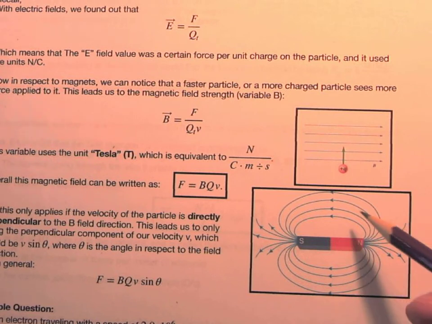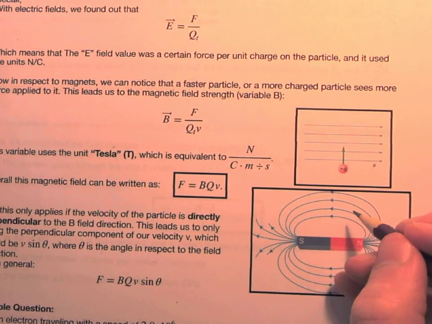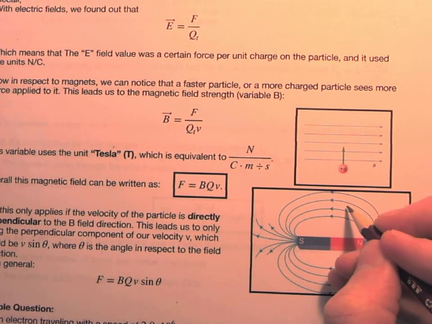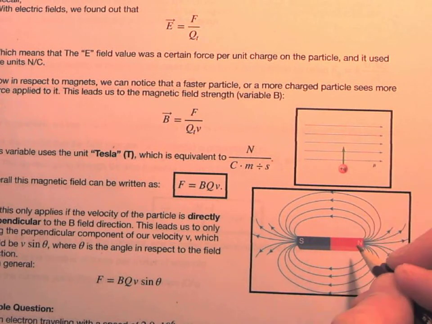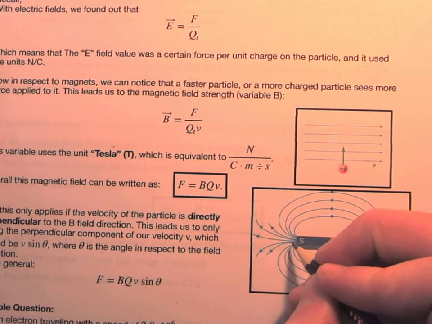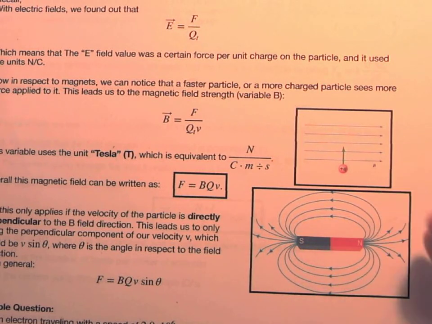They go outward from the north, and they usually get attracted to the south. So it's kind of like electrostatics, where you have a positive test charge and it goes away from the positive to the negative, but this time it's a north test charge that goes from the north to the south side. Alright, so that's what we learned last time.